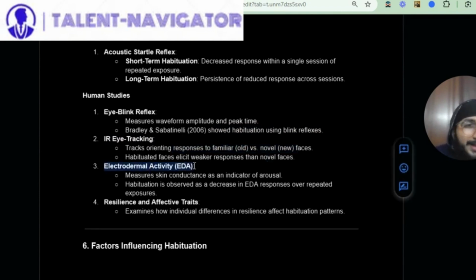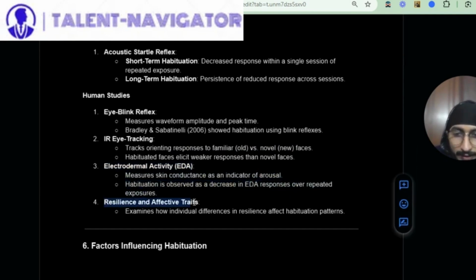Then we have electrodermal activity, EDA. It measures skin conductance as an indicator of arousal. Habituation is observed as a decrease in EDA responses over repeated exposure. Resilience and affective traits: this examines how individual differences in resilience affect habituation patterns.